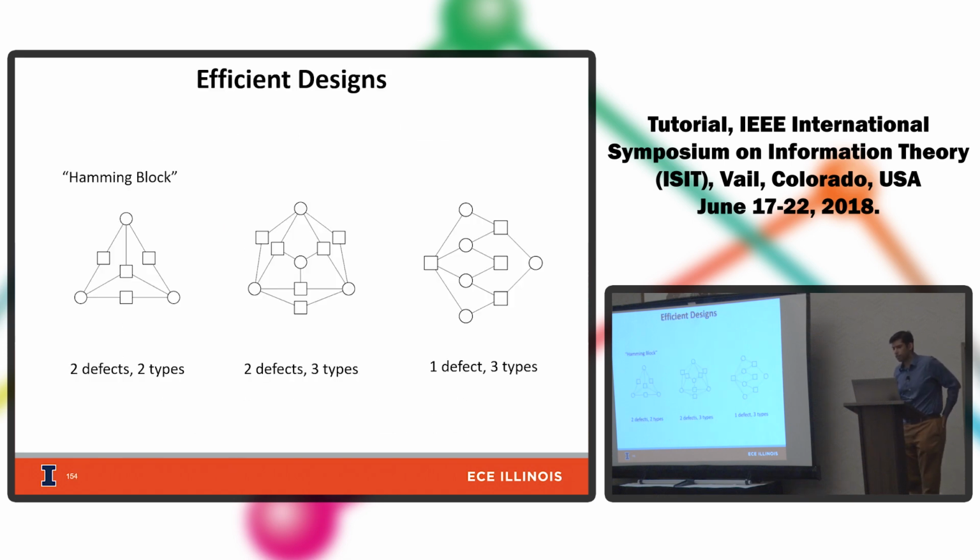Okay, and what also emerges are efficient designs from basic coding theory. So a Hamming block or other types of combinatorial structures that emerge from the design of small error correcting codes are quite effective for this problem.